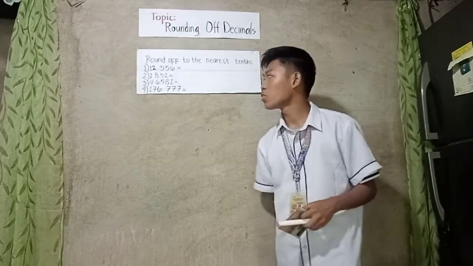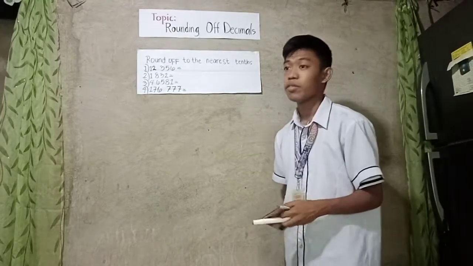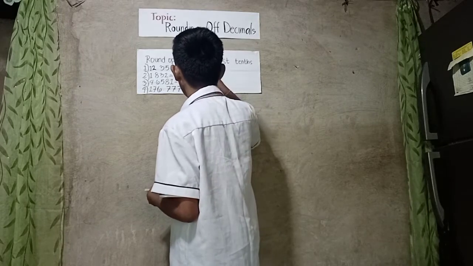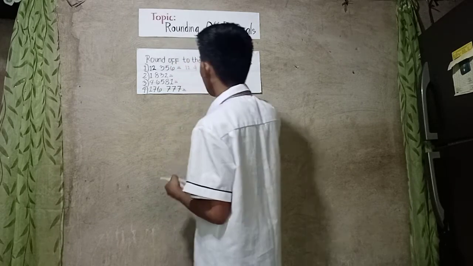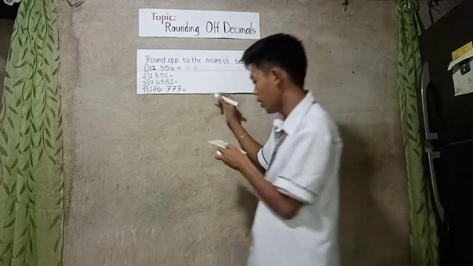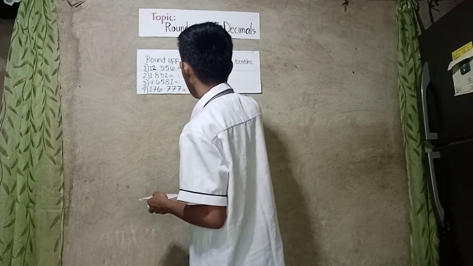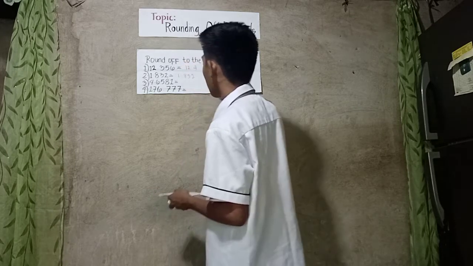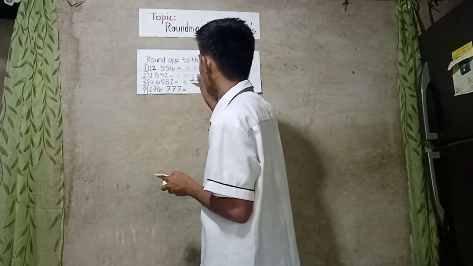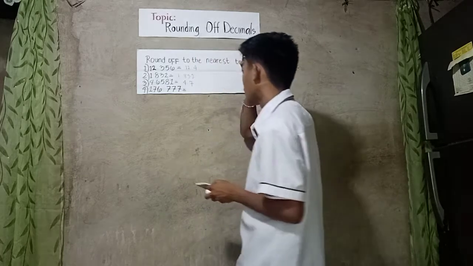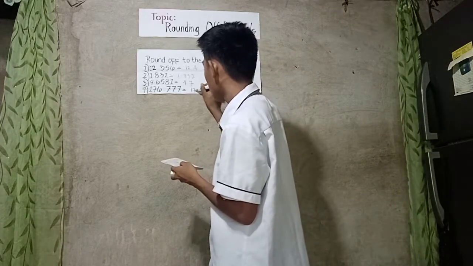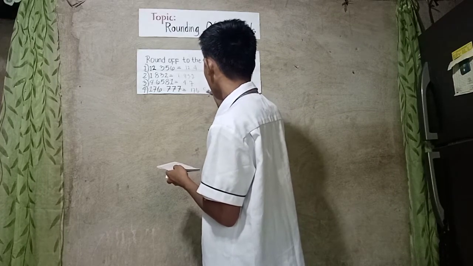Okay, time is up. So for number 1, what's your answer? Okay, we have here 12.4. For number 2, we have here 1.832. Number 3, we have here 4.7. Number 4, we have here 176.8.